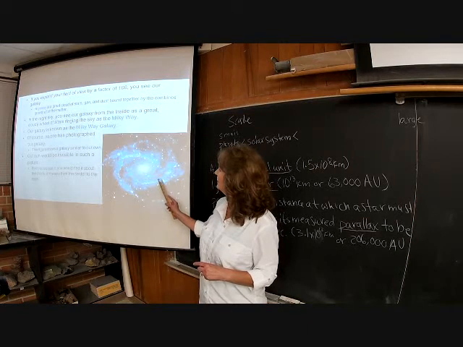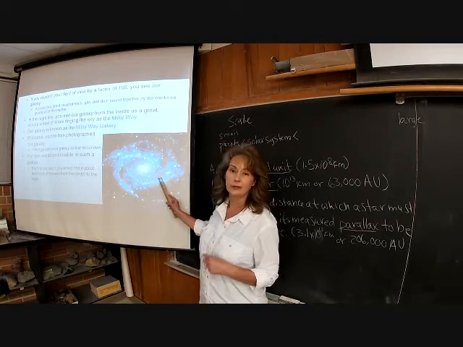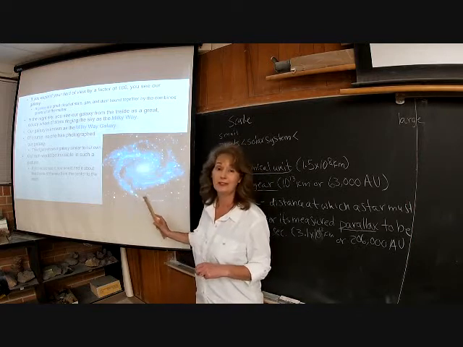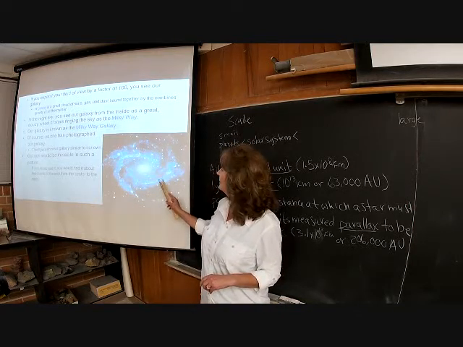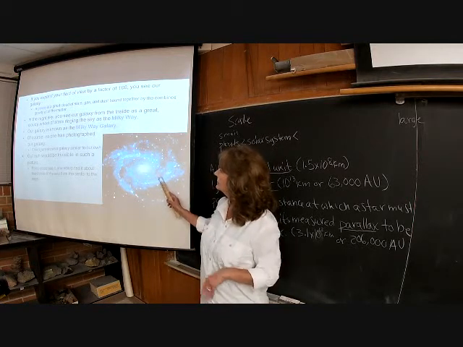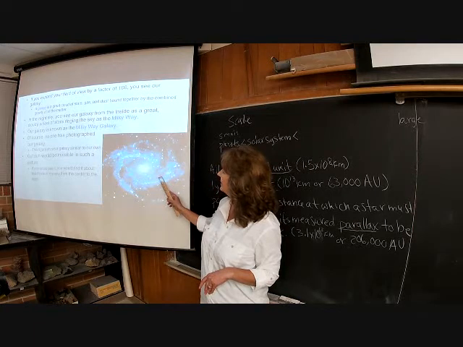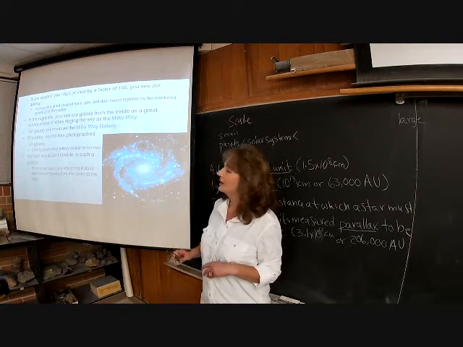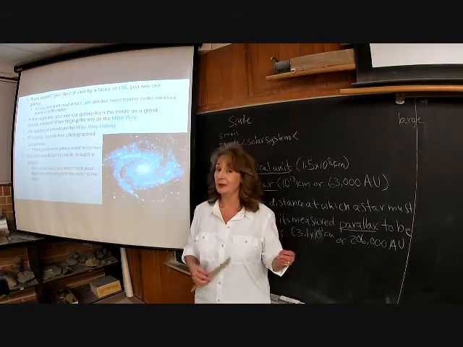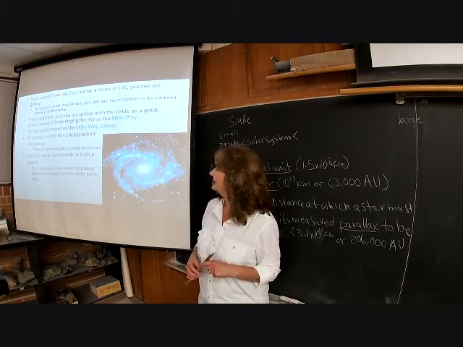And so if we were to place ourselves, our sun and our solar system, among all these billions of stars that are in a galaxy, we would be about two-thirds of the way out towards the edge. About two-thirds of the way from the center to the edge. That's where we would be located. So we're not the center of our galaxy.